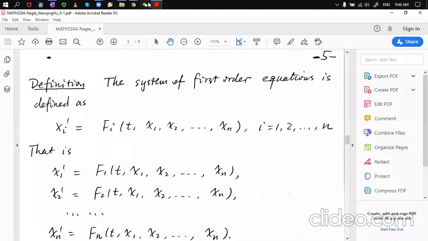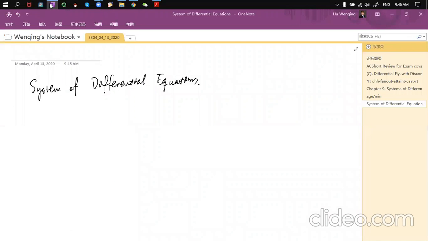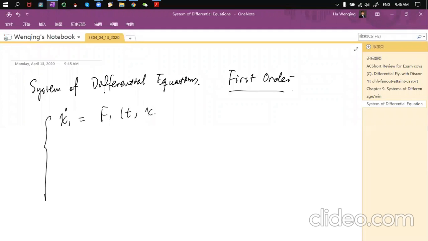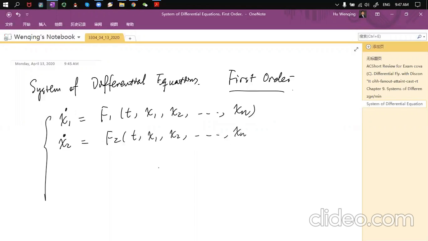So if you want a very abstract form, right? So that's first order, right? So that's a first order system of differential equations. Then you can write it in this way, right? So x1 dot is equal to the first function, f1 of t, x1, x2, up to xn. And you have x2 dot is equal to the second function f2 of t, x1, x2, up to xn. And you continue here. So xn dot is equal to the nth function fn of t, x1, x2, up to xn.